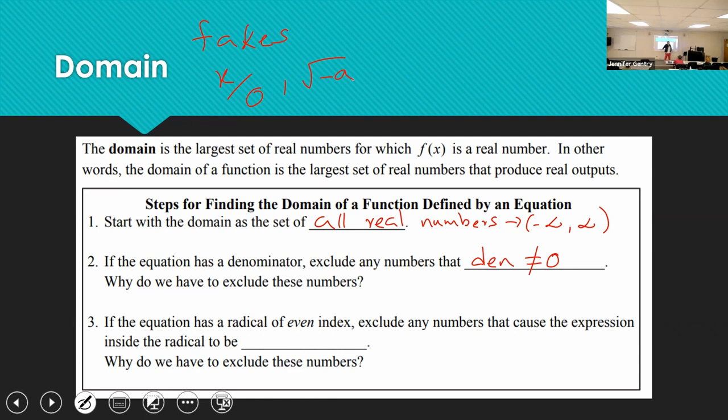Does that make sense? Yes. Start with everything. Get rid of the two things we said don't exist: 0 on the denominator and a negative inside your radical.